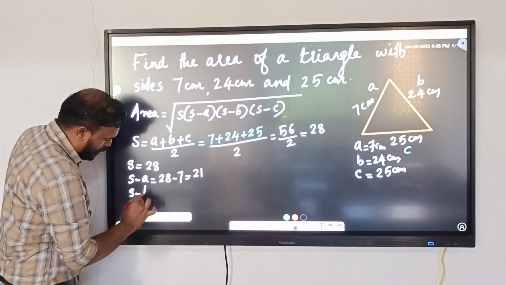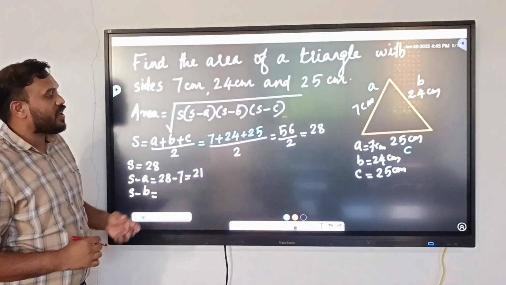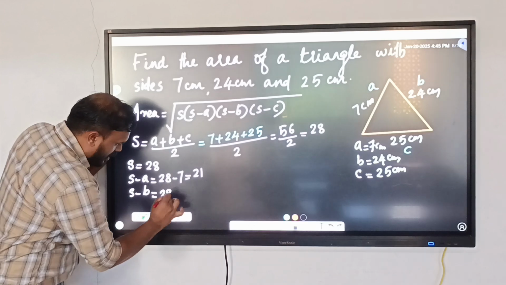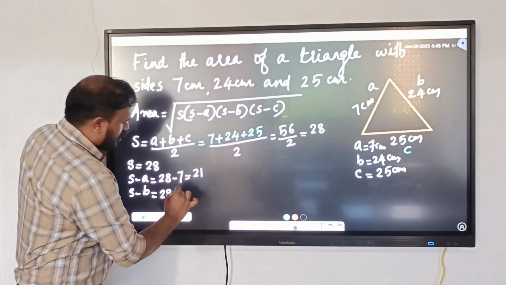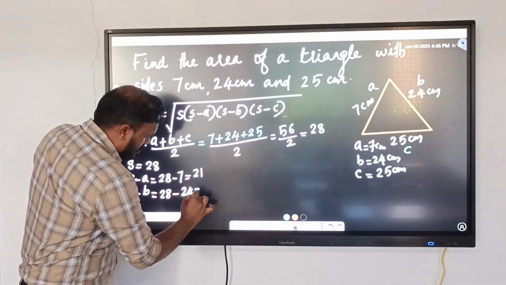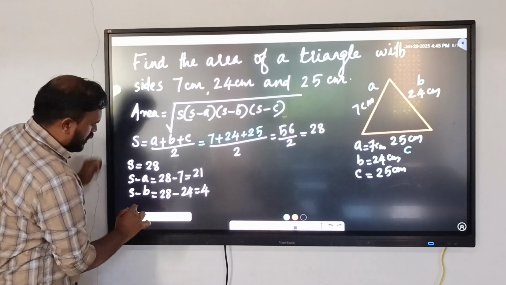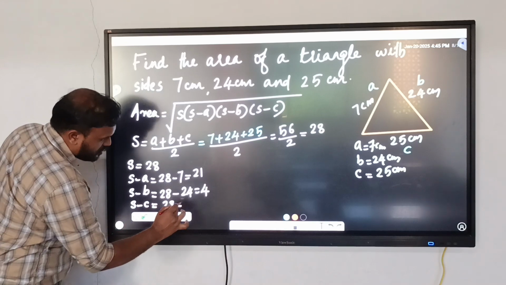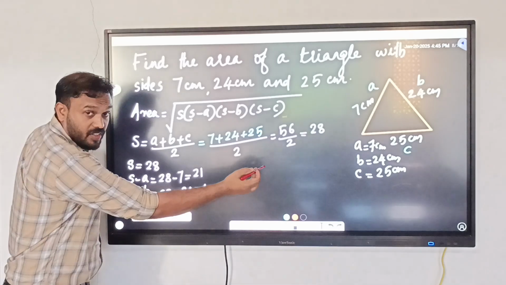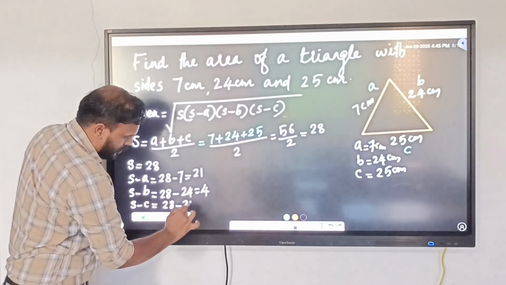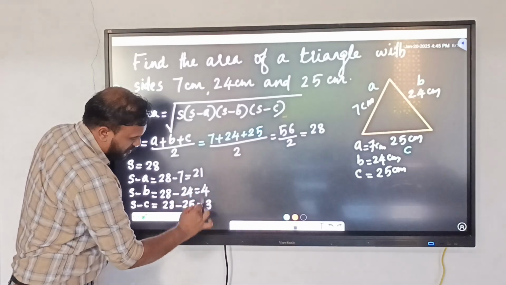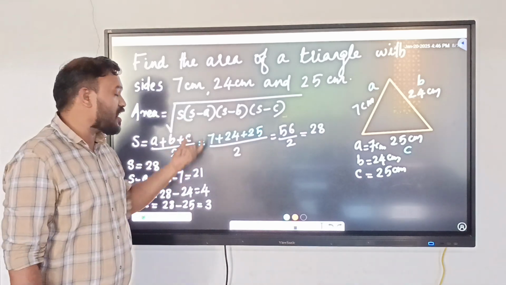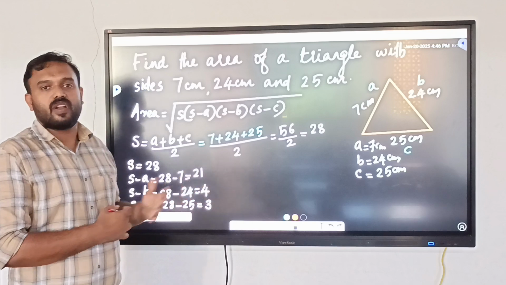Then S minus B. What is the value of S minus B? That is 28 minus B, which is 24. That is equal to 4. Then S minus C. That is 28 minus C, which is 25. So what is the value? It is 3 centimeter. So we got all the values. See, S is there, S minus A is there. Now what do we have to do?